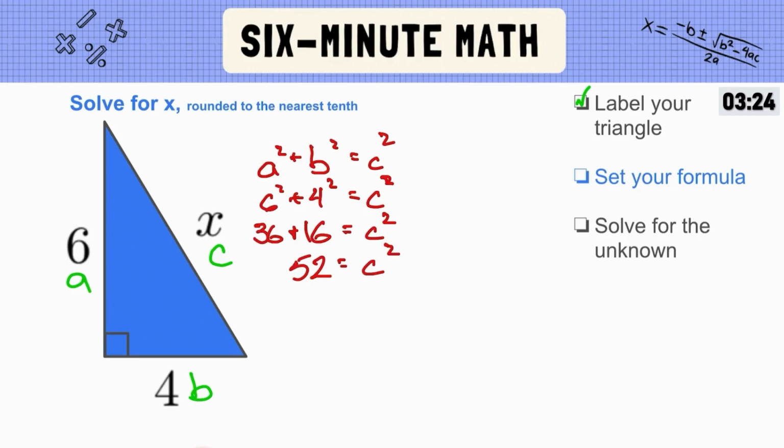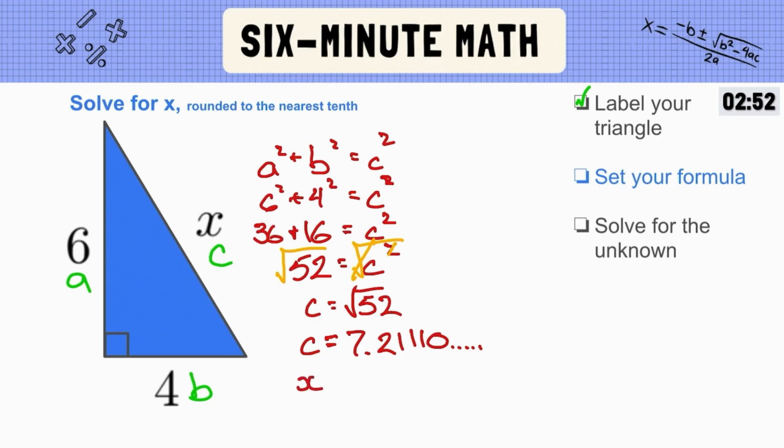And then lastly, I need to get rid of this square. So the opposite is going to be a square root. So I'm going to square root both sides, and that's going to isolate for c. C is going to be the square root of 52, which after plugging that into a calculator, C is equal to 7.21110... And my question's asking me to round it to the nearest tenth. So x in this case, because that's what I'm solving for, is equal to 7.2.